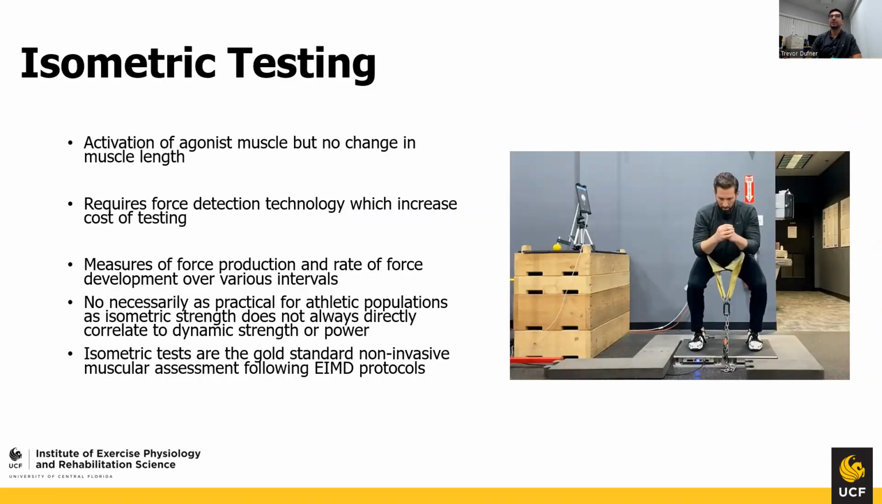Now we see here isometric testing. This is a test where you are locking a participant in a specific angle and they're not changing that knee angle. Like here you see an isometric squat. So there's activation of the agonist muscle, but no change in muscle length, right? This requires force detection technology. While you can get a lot more variables from this, you can get rate of force development, you can get peak force, you can get the gradient of the force development with those force platforms.